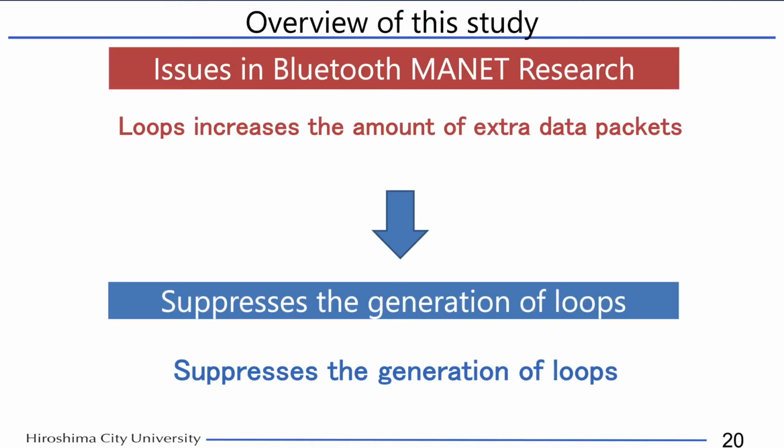For this reason, in Bluetooth MANET research, the issue is that the amount of extra data packets increases due to the formation of loops when terminals are dense. Therefore, this study aims to suppress the generation of loops.